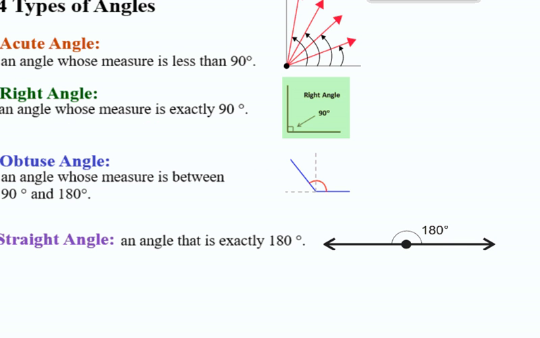Okay, and this is probably a review for most of you also. So an acute angle is an angle whose measure is less than 90 degrees. And then we have right angles, which are exactly 90, and obtuse, which are between 90 and 180. And then, of course, a straight angle, which makes a straight line, is exactly 180 degrees. So if you're not familiar with these terms, this vocabulary, please pause and write them in your notebook. You will be responsible for them on the test next week.